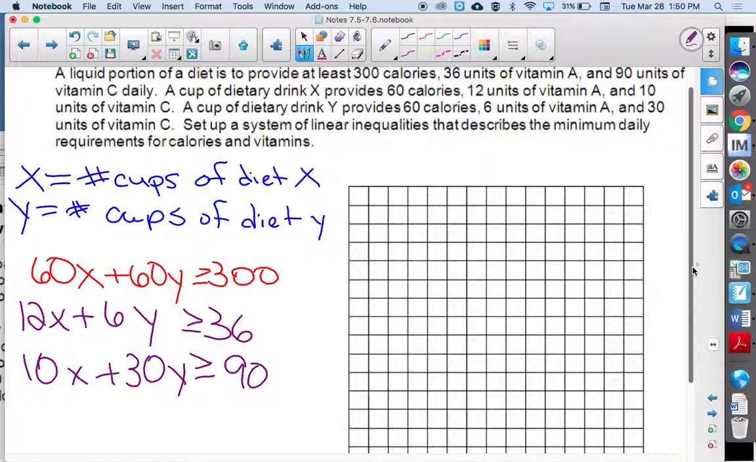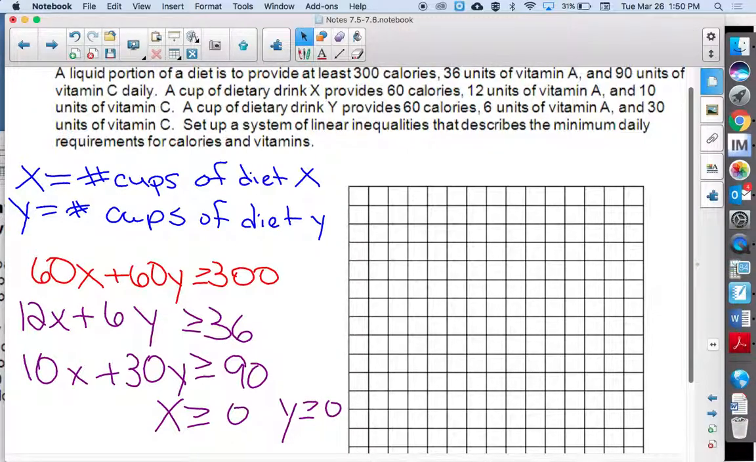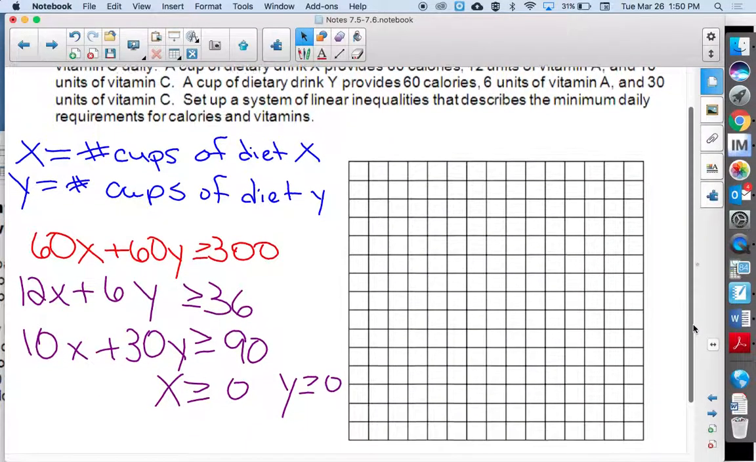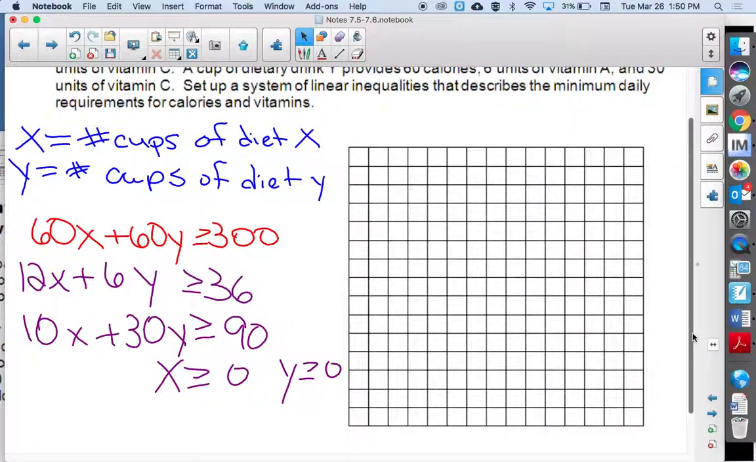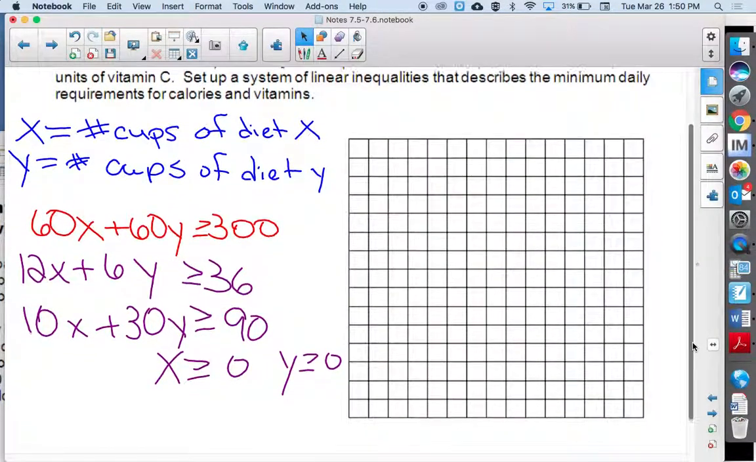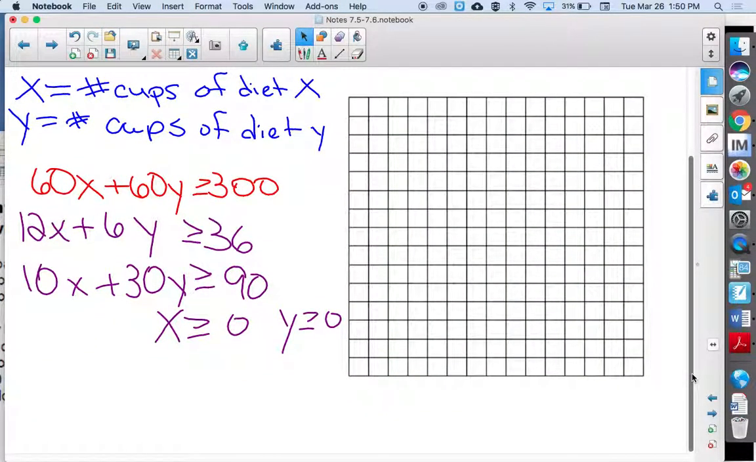X is greater than or equal to 0. Yeah. X is greater than or equal to 0, Y is greater than or equal to 0. We're talking about vitamins, calories, drinks. You can't drink a negative amount of a liquid. You can't have a negative amount of a calorie. It's kind of nice if that existed that way. But it doesn't. Questions? You just eat something and then all the calories get sucked. Yeah, right?